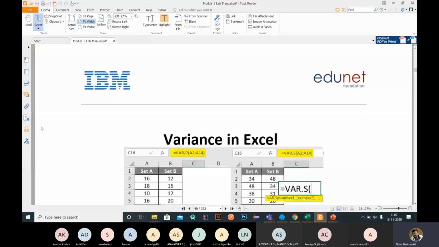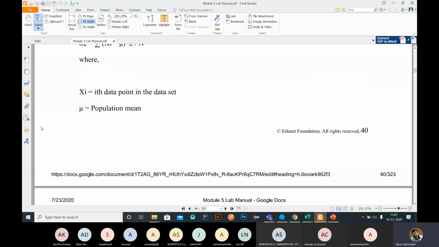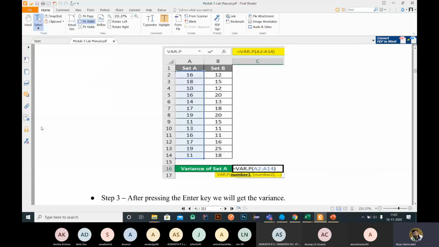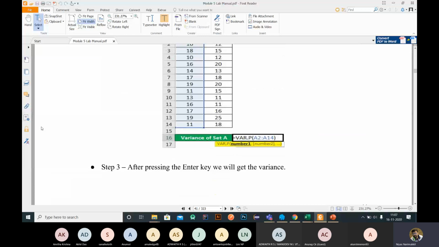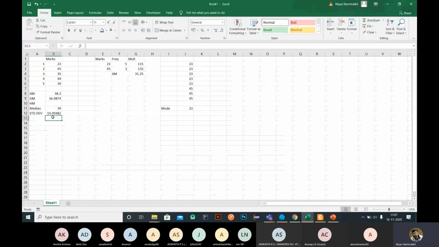Okay, so there are two kinds of standard deviation if you go for this function. One is STDEV.P, and the other one is STDEV.S. Okay, I will show you.